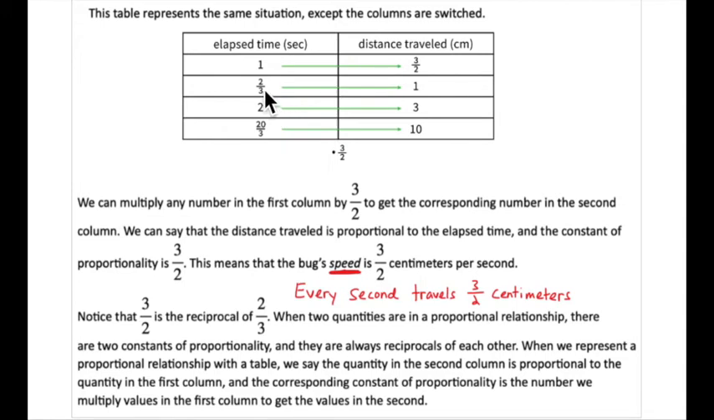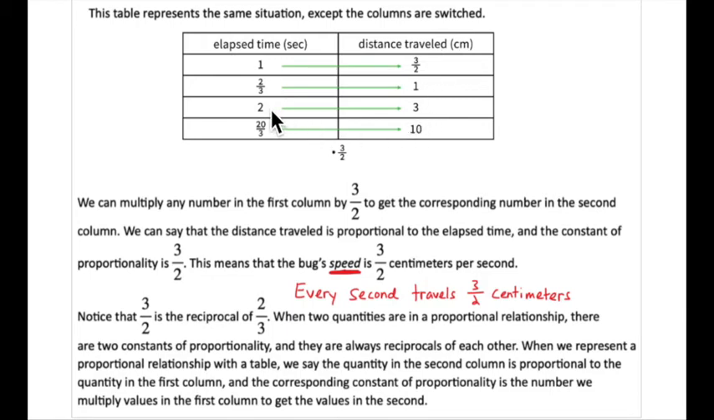Now, if the bug travels for 2/3 of a second, how far is the bug gone? This is the multiplicative inverse, or multiply by the reciprocal. So 2/3 times that same 3/2 equals 1. So that bug travels 1 centimeter in 2/3 of a second.